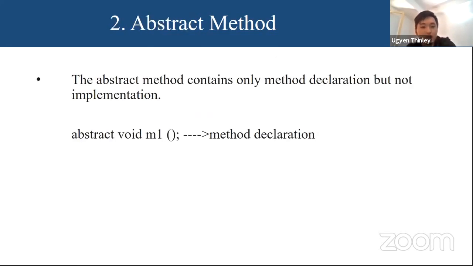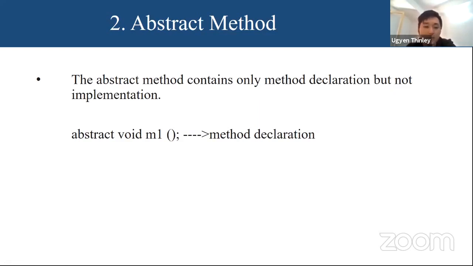In the case of an abstract method, what is an abstract method? An abstract method contains only a method declaration but not an implementation. For example, this is our abstract method M1, and it ends with a semicolon. An abstract method has to end with a semicolon. It is a method declaration, and you don't have a method body or a method implementation.